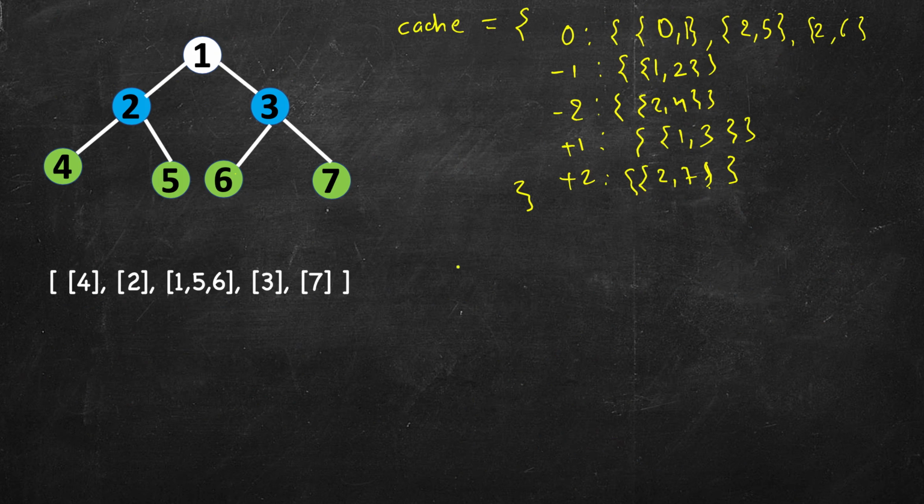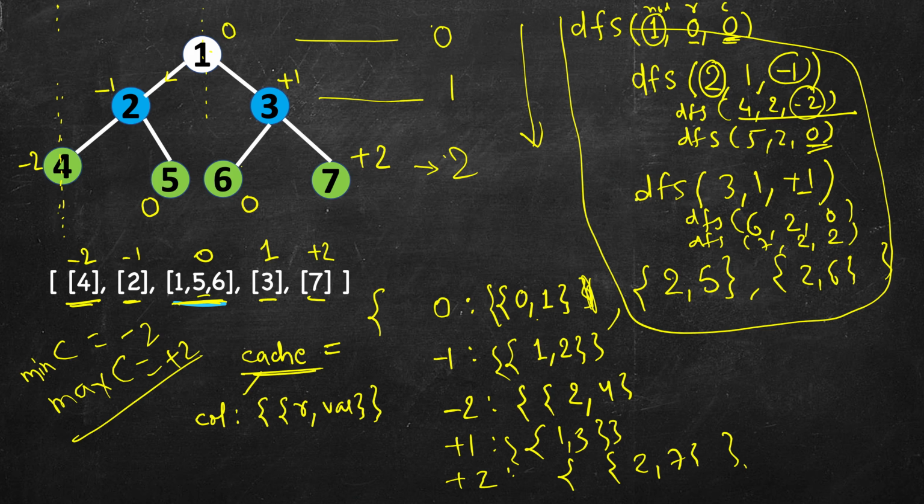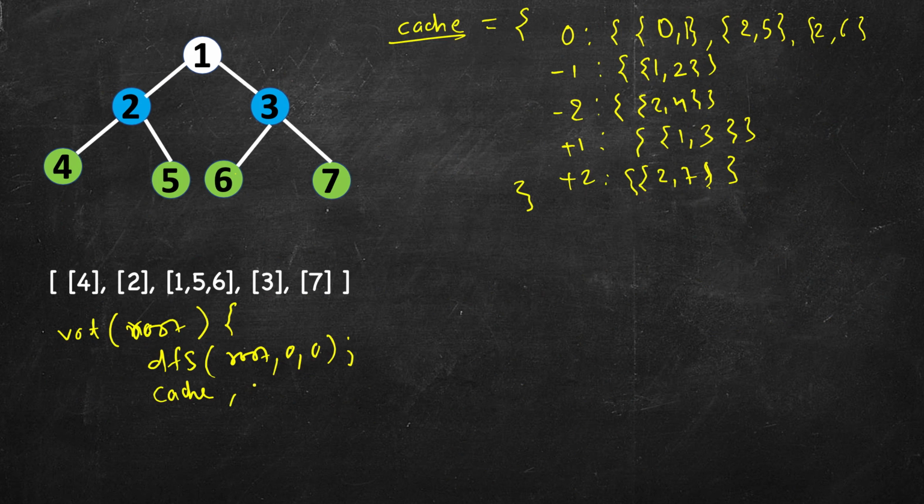So let me write this again. So I have rewritten this cache. Now what we will do once this cache is built, so let's write our main function. Let's call it vertical order traversal, and we are passing root. So here what we did, DFS on root, row number 0, column number 0, and this will build a cache. So cache is now built, which is this one. Cache is built in this DFS call in this fashion, what we saw here. And then we have min C and max C. So this we have after this DFS terminates.